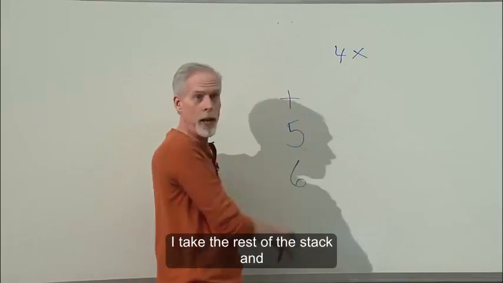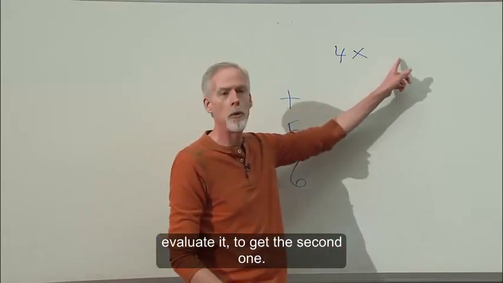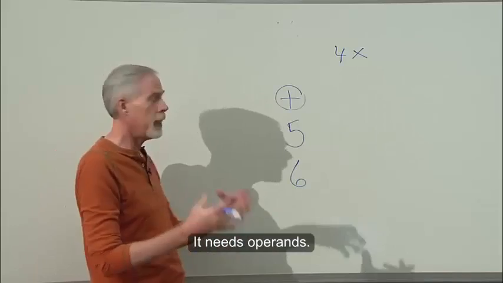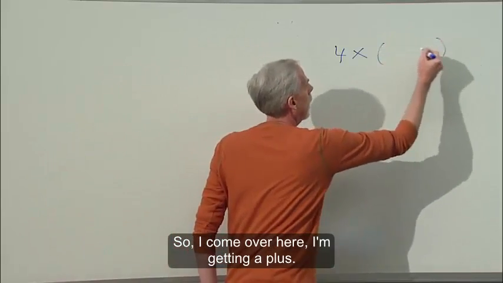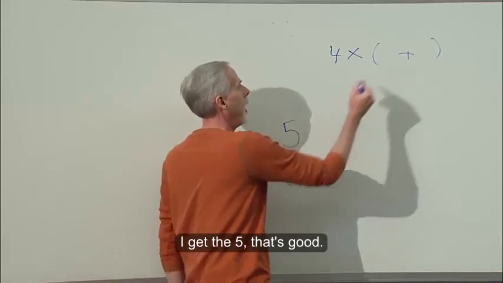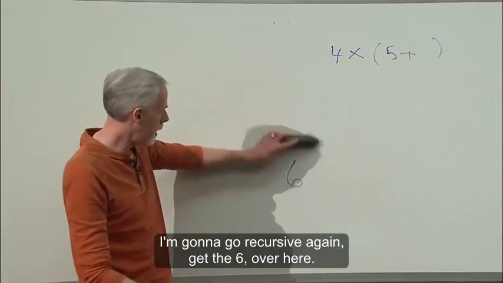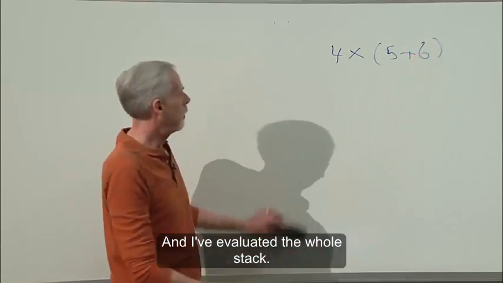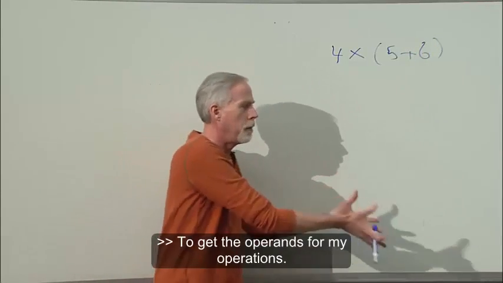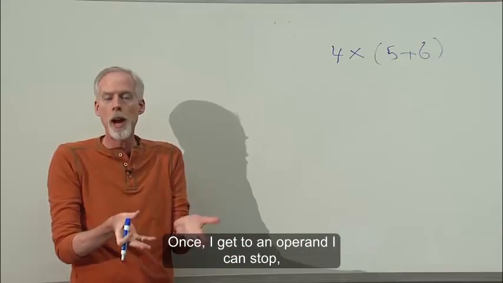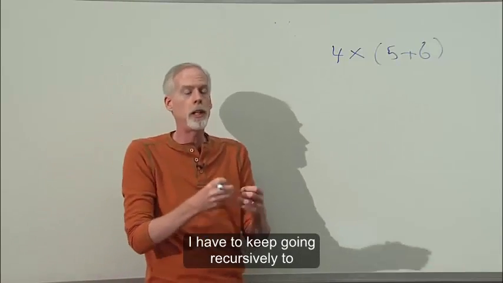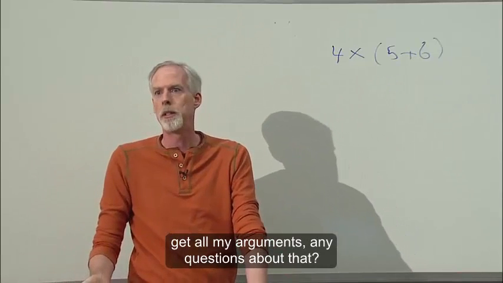Now I take the rest of the stack and evaluate it to get the second one. And when I do that, I get plus. So plus says, oh, I have to evaluate plus. It needs operands. So I come over here. I'm getting a plus. And I got to go recursive again to go get its operands. I get the 5. That's good. I'm going to go recursive again, get the 6 over here, and I've evaluated the whole stack. So you see how I have to keep going back recursively to my evaluate to get the operands for my operations. Once I get to an operand, I can stop. As a number, I got it, and I'm out of there. But every time I encounter another operation, I have to keep going recursively to get all my arguments. Any questions about that?